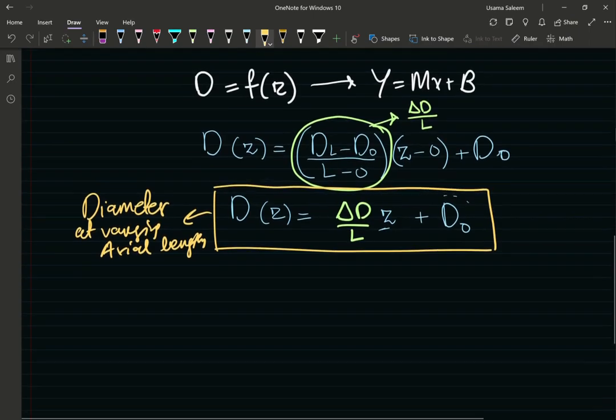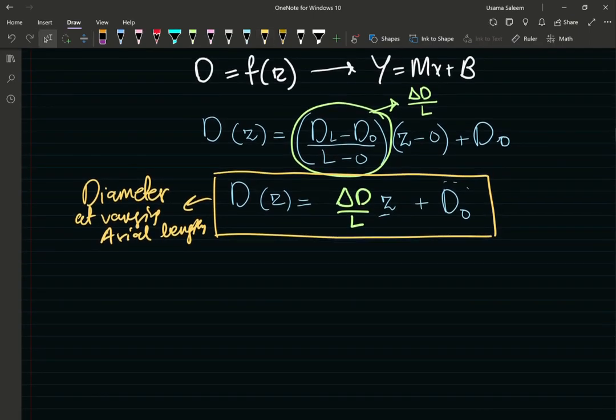But now, because the diameter is varying, the area is going to vary. I already know that; that's just common sense. So the cross-sectional area along the axial length is going to be a function of z, and it's going to be equal to pi over 4 at a given.